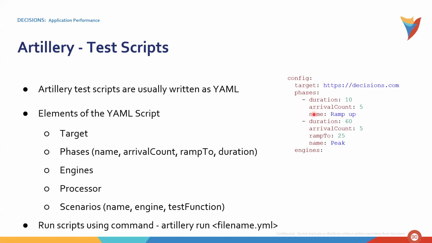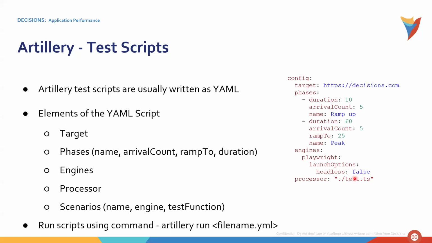So this phase says that the name is ramp up, arrival count is 5, that is 5 browsers or 5 users will be created per second, and it's going to last for 10 seconds. That's the duration. Then there is peak, where we start with a minimum of 5 users per second, but we can go up to 25 users per second. And the duration is 60 here. Next, we specify engines. So here we are saying the engine that we want to use is Playwright, and then there are settings for Playwright. So we want headless to be false.